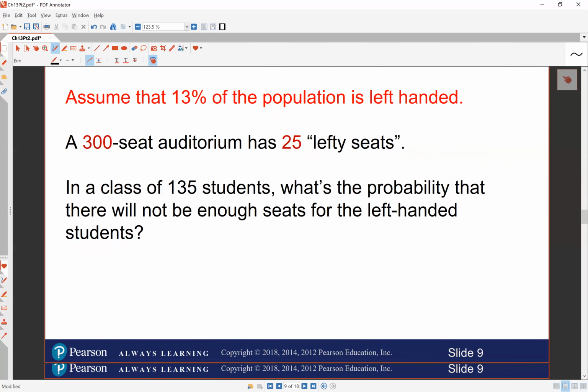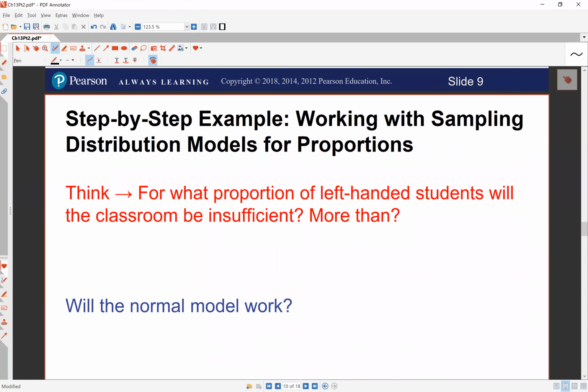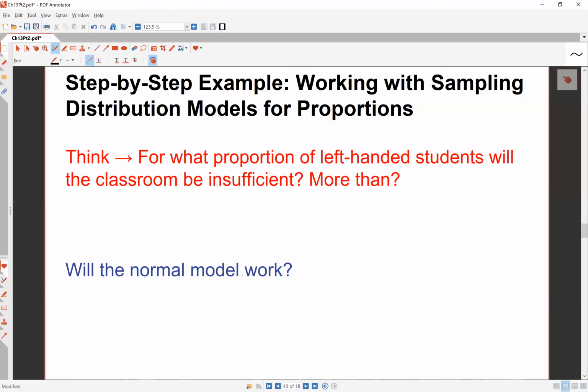So what do I make of this? Well, for what proportion of left-handed students will the classroom be insufficient? I know in total, I have 135 students, and if 25 or more are left-handed, then I have a problem. So what proportion does this represent?